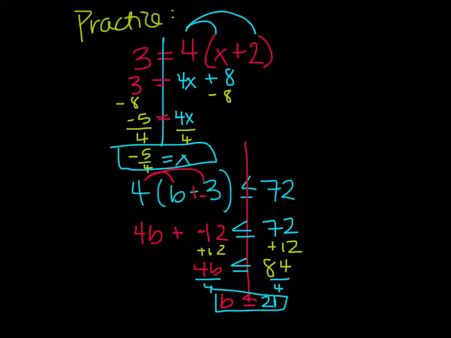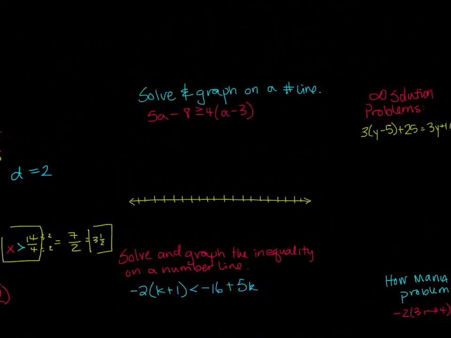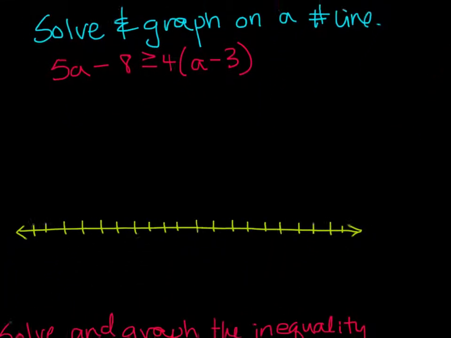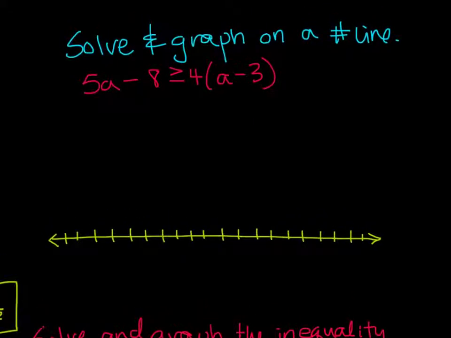Tricky, tricky problems. Let's do something else now. Our next concept that we need to work on is this: we need to solve and graph on a number line. We have 5a minus 8 is greater than or equal to 4 times a minus 3. Big problem, but we can handle this solution.